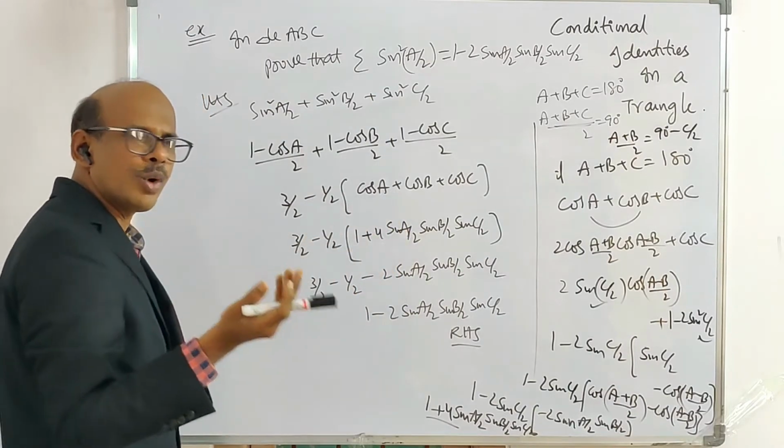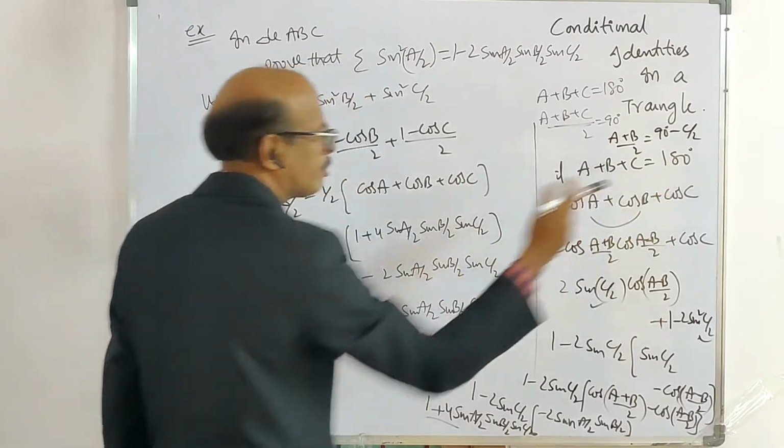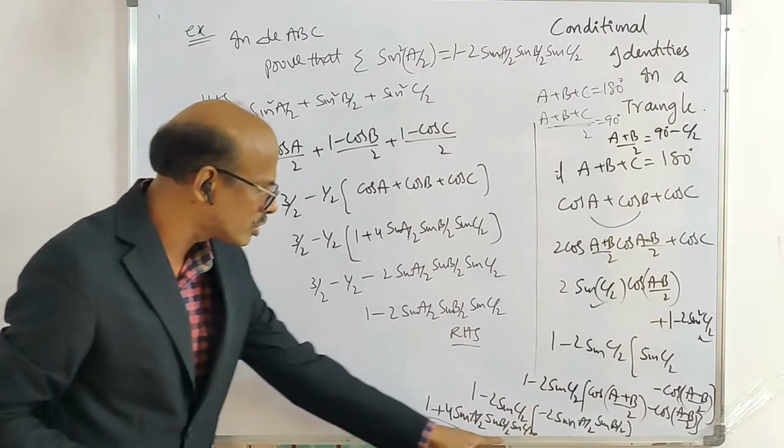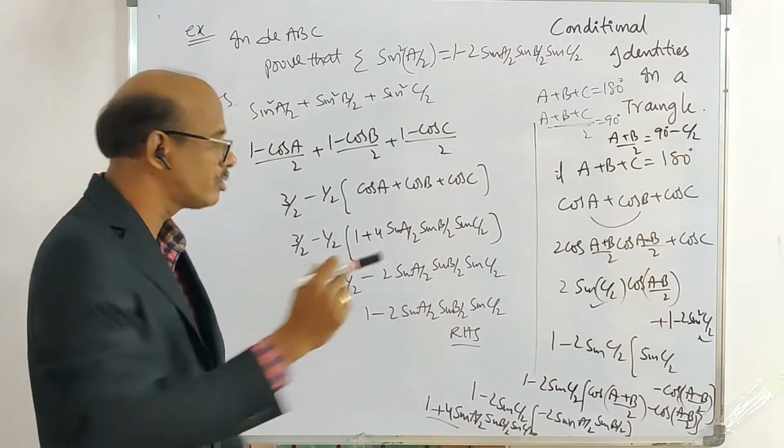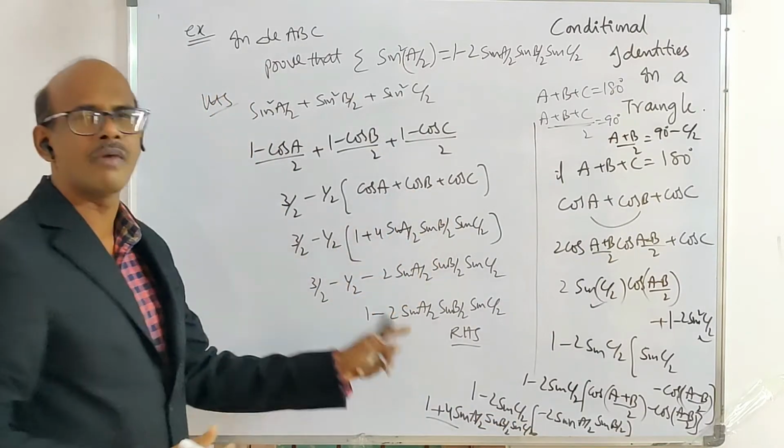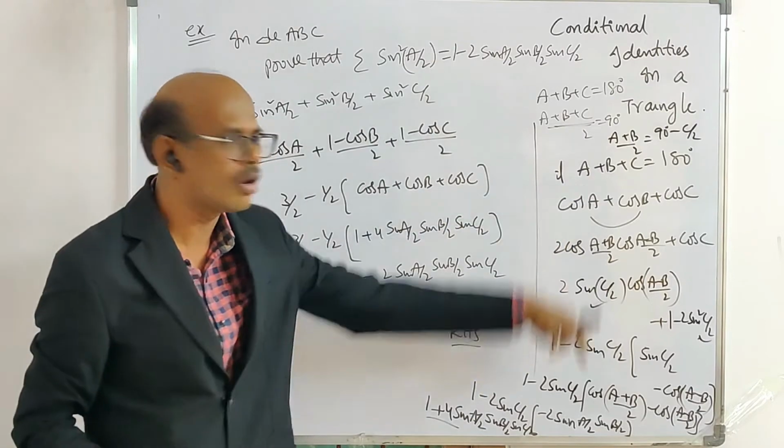If a plus b plus c is 180, cos a plus cos b plus cos c is proved as 1 plus 4 sin a by 2 sin b by 2 sin c by 2. That relation is useful here in proving our main question. I think you got my point.